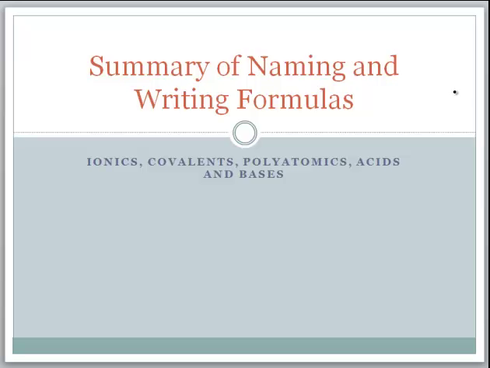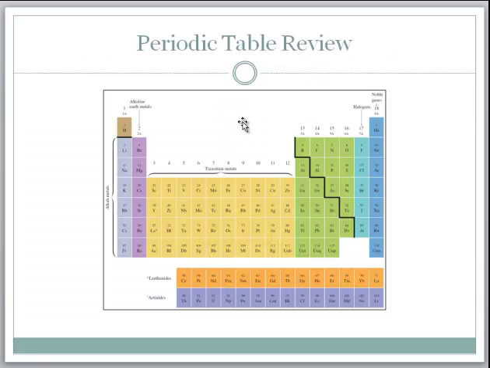Okay, what we're going to do in this vodcast is do a summary of writing formulas and naming compounds. So let's start off with the periodic table and review what we need to know to write formulas and name compounds. First of all, we have our line here which designates between metals and nonmetals. So we have our metals on the left, our nonmetals on the right.